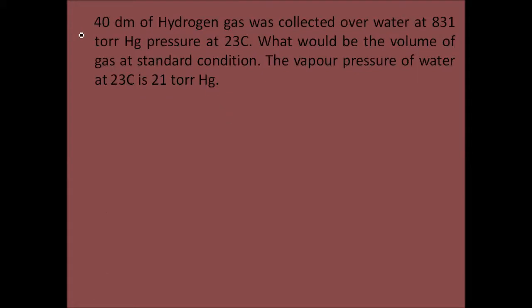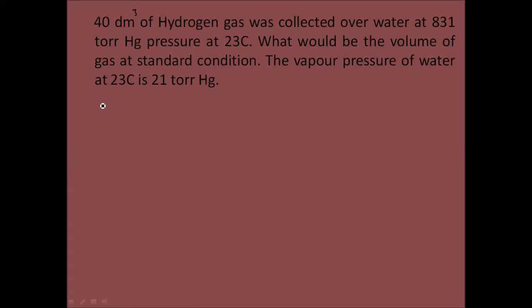So here is one example. Given that 40 dm cube of hydrogen gas was collected over water at 831 torr mercury pressure, which is another unit of pressure, at 23 degrees centigrade, what would be the volume of gas at standard condition? The vapor pressure of water at 23 centigrade is 21 torr mercury.